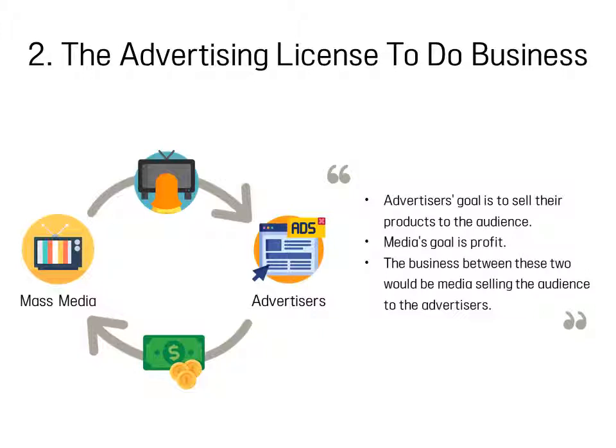Adding on to the previous point where media initially seeks profit before critical journalism, media uses advertising to continuously fill up their profit. The second filter concerns media having advertising as their main source of income. Advertisers directly influence media's success and its survival. Advertisers' goal is to sell their products to the audience. Media's goal is profit. The business between these two would be media selling the audience to the advertisers.